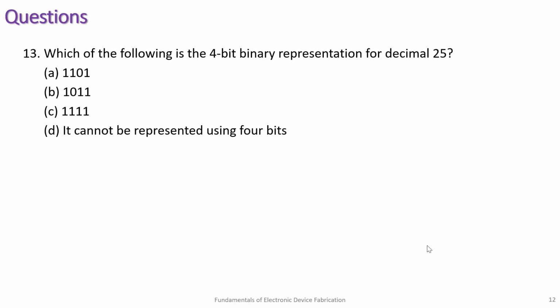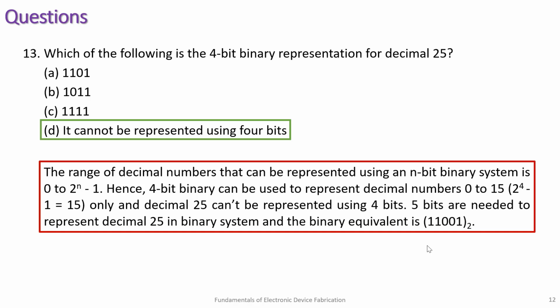Which of the following is the 4-bit binary representation for decimal 25? Option D. No. Actually, in 4-bit we cannot write 25. If you can, please memorize this. The range of decimal numbers that can be represented using an n-bit binary system is 0 to 2^n minus 1. So 4-bit means 2 power 4 minus 1, that is 15. Decimal 25 hence cannot be represented using 4 bits. 5 bits will be needed for representing 25 in the binary system. Please try to keep 0 to 2^n minus 1 in your mind.